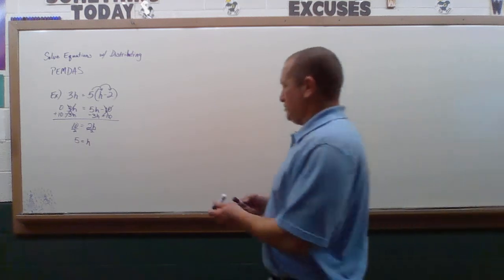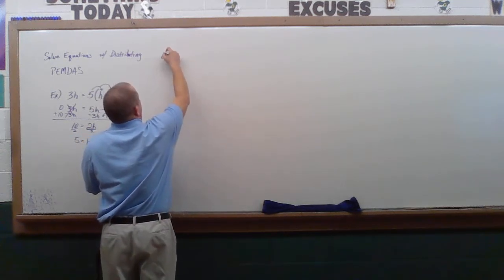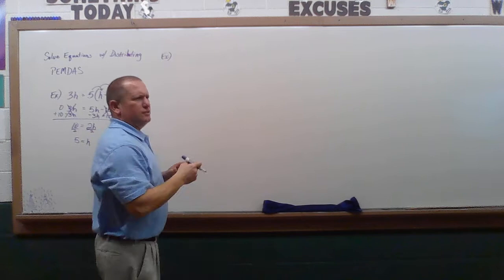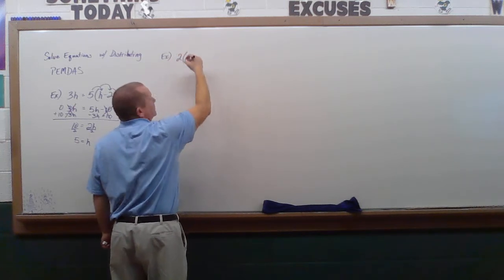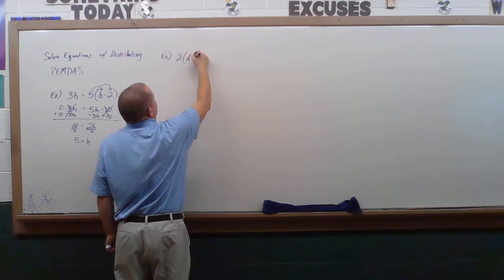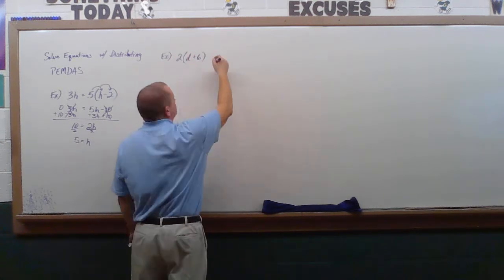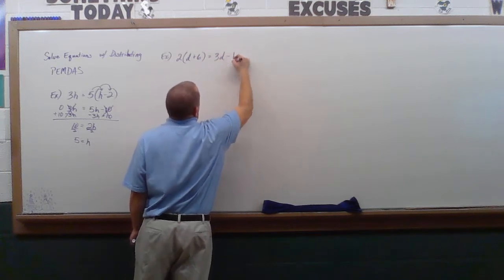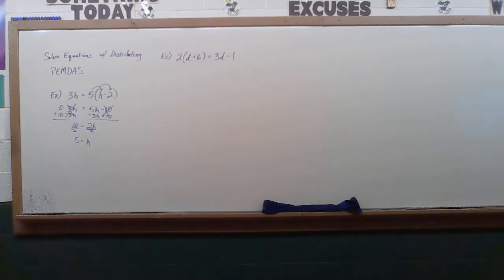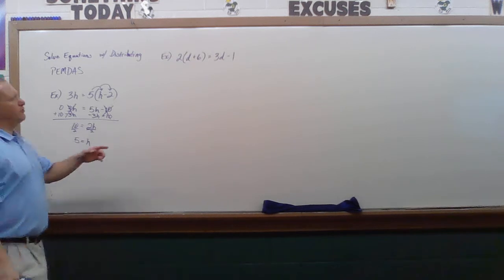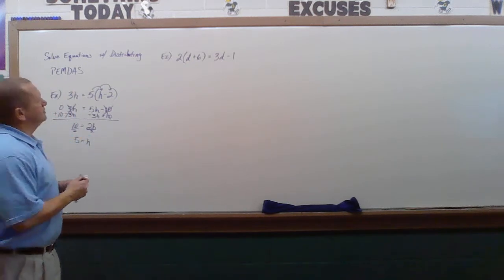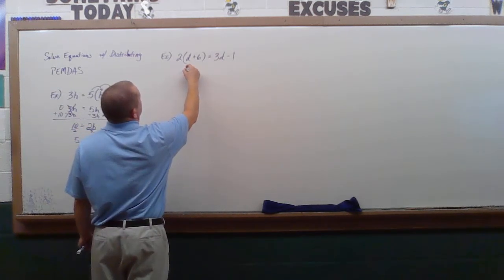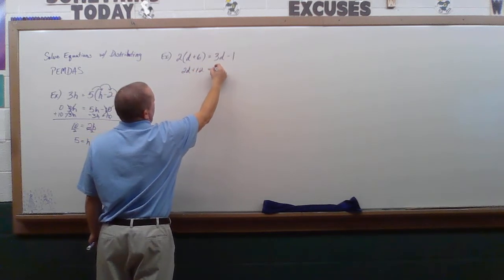Now let's try to get a little complicated. So let's go to this one first. Let's do this one. 2 parentheses, d plus 6 is equal to 3d minus 1. So the only thing that's different here is now we got a number over here with my second variable. So again, we're going to distribute. So what do we get? 2d plus 12, awesome.